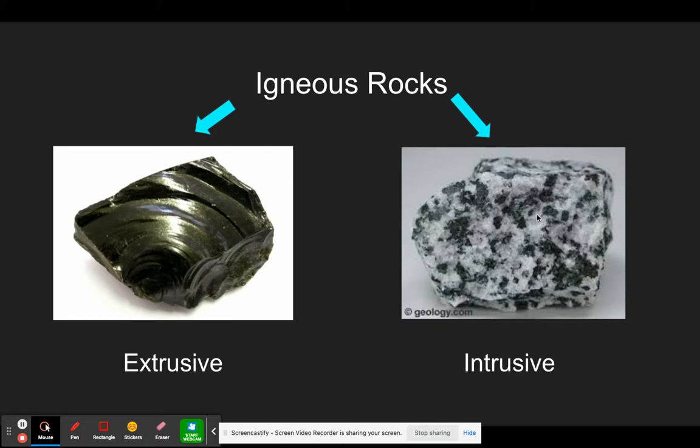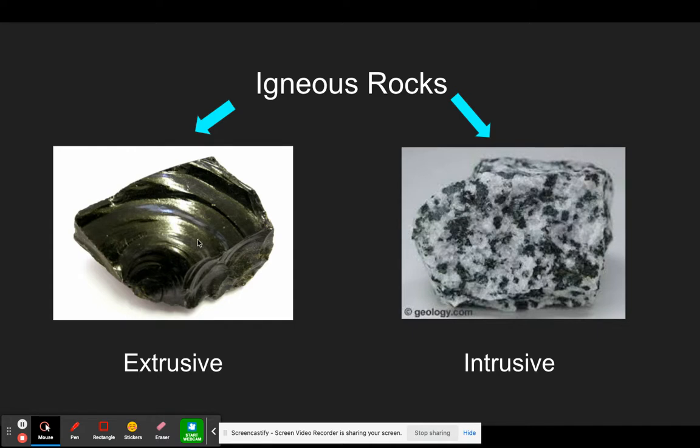We have these lighter colored, like these white crystals right here that are forming. And then we have these black crystals right here that are forming. And these are just the two examples I picked. There are all sorts of different rocks that fit in the extrusive and in the intrusive categories.